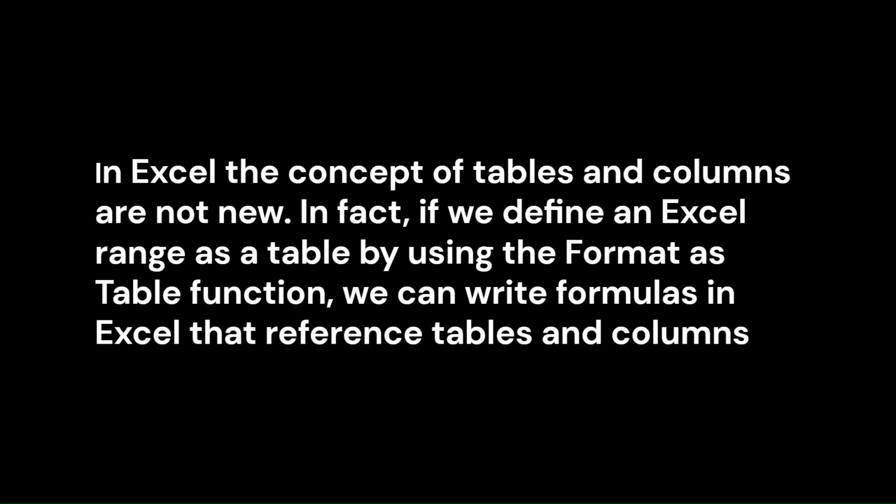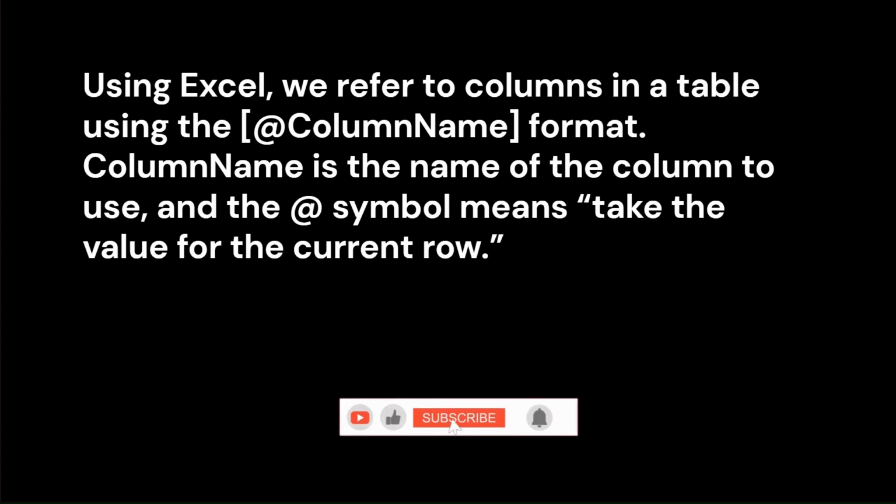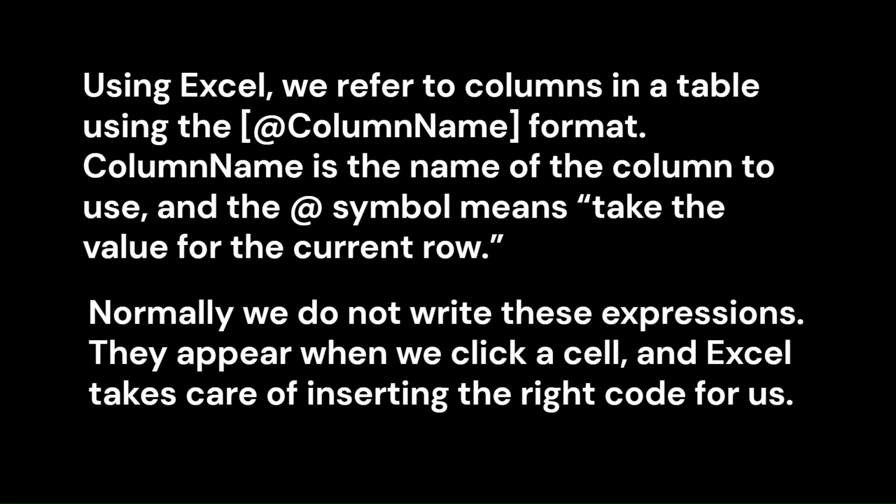In Excel, the concept of tables and columns are not new. In fact, if we define an Excel range as a table by using the Format as Table function, we can write formulas in Excel that reference tables and columns. Using Excel, we refer to columns in a table using the @column_name format. Column name is the name of the column to use, and the @ symbol means take the value for the current row. Normally, we do not write these expressions. They appear when we click a cell, and Excel takes care of inserting the right code for us.